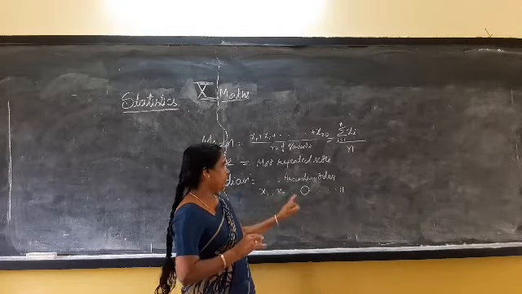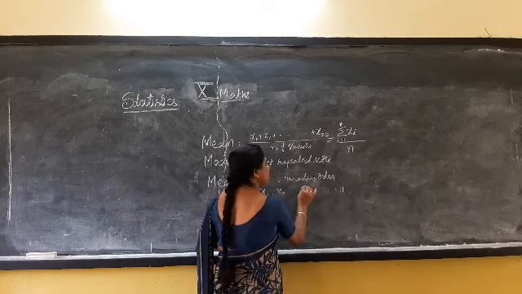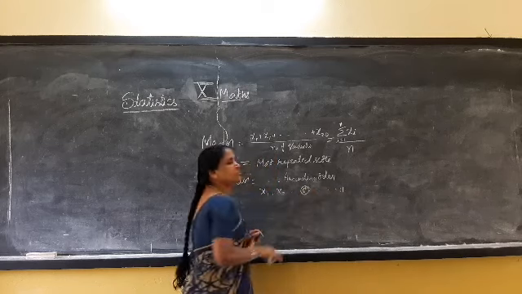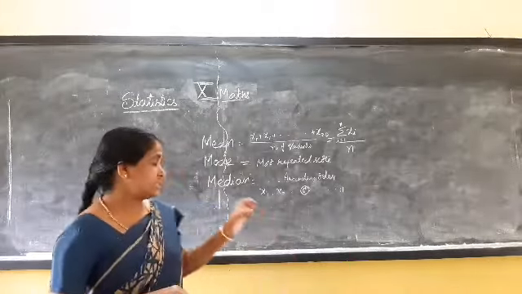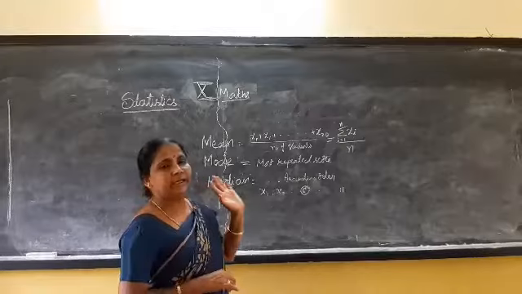Out of 11, there are 5 scores on this side and 5 scores on that side, so the middle score means the sixth score. What is the sixth number we get when we write in order? The sixth number will be taken as the median.